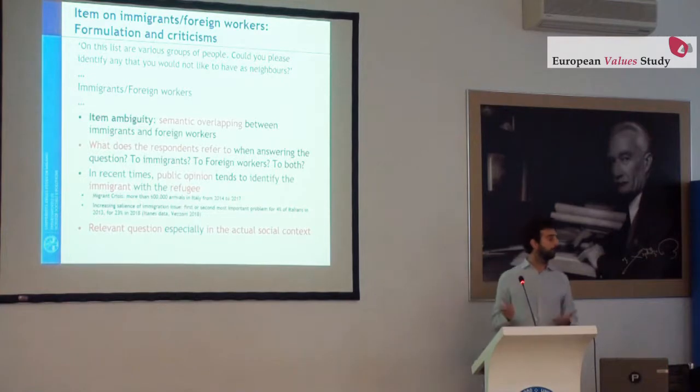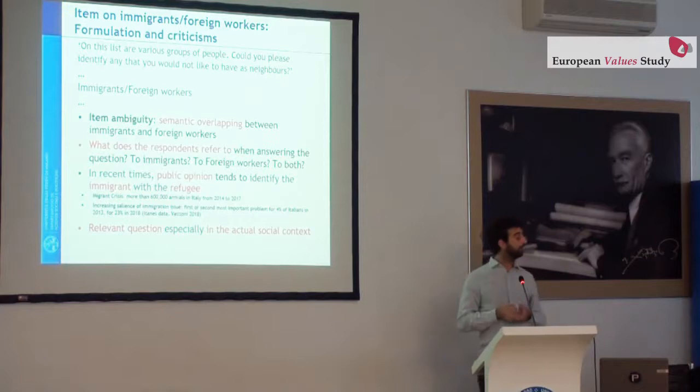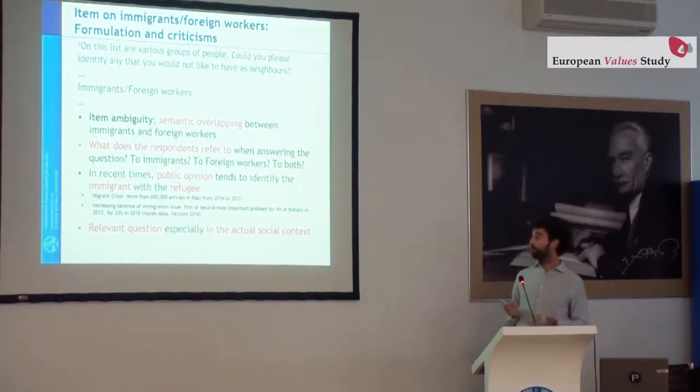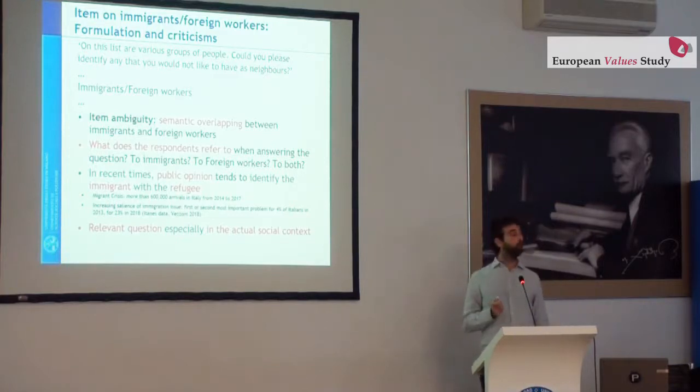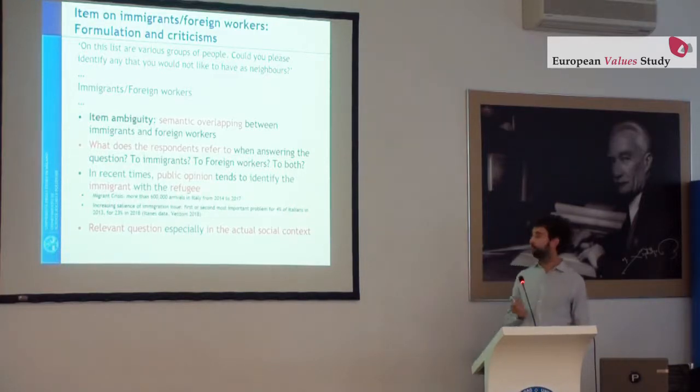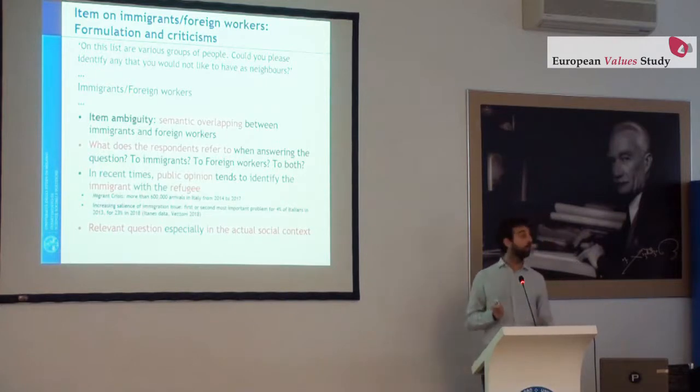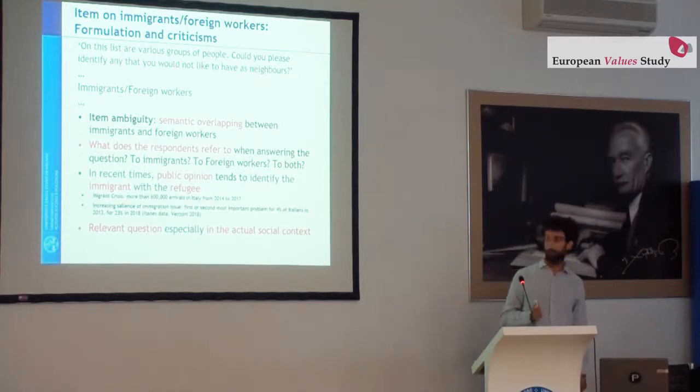Because, for example, in Italy, we had more than 600,000 arrivals from 2014 to 2016, and if you look at the salience of immigration among the public opinion, immigration was the first or second most important problem in 2013 for 4% of Italians, and it becomes 23%, for 23% of Italians the most important problem, in 2018.